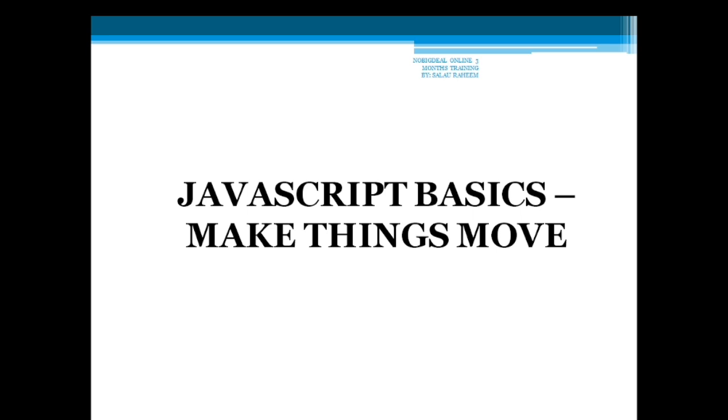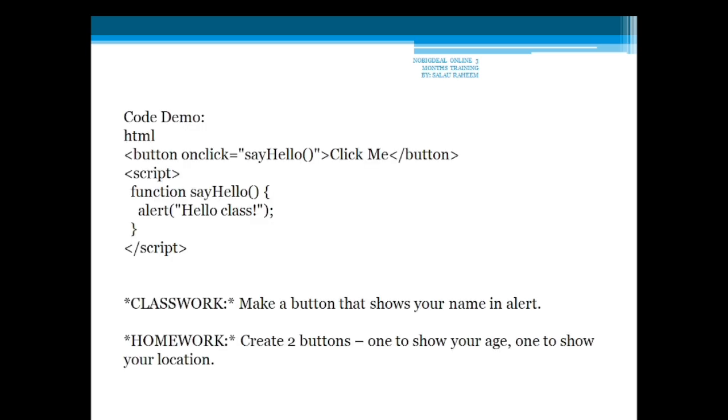Let's look at this code example on the screen. The first code here is just writing a simple function that alerts hello class on the screen. We create a button using our HTML, then we call that button using our script, so that whenever we click on that click me, it will display something called hello class.